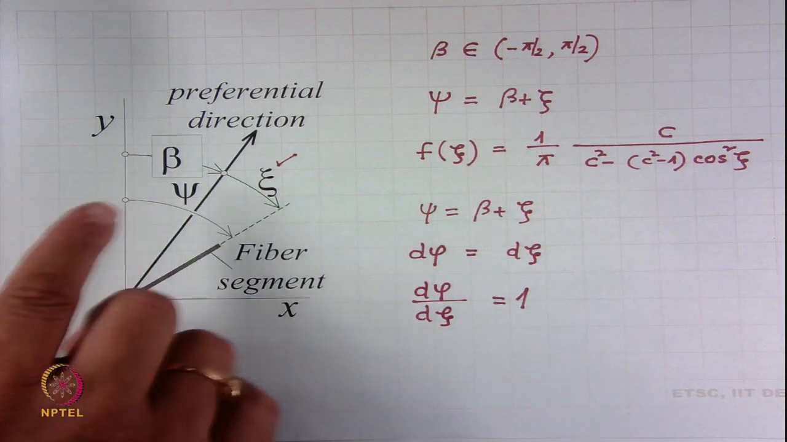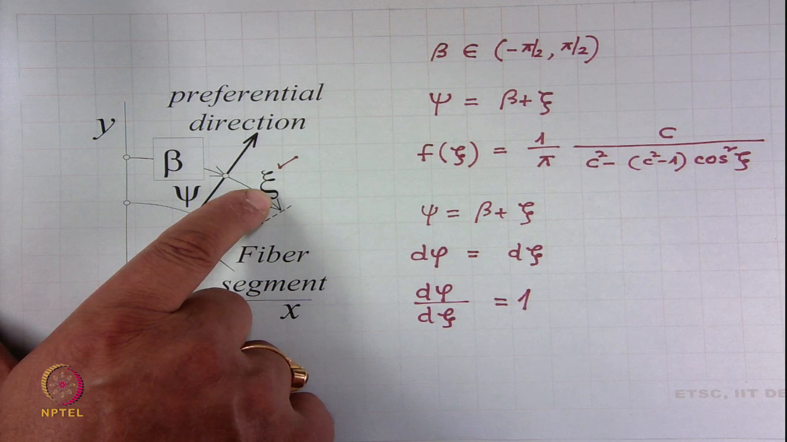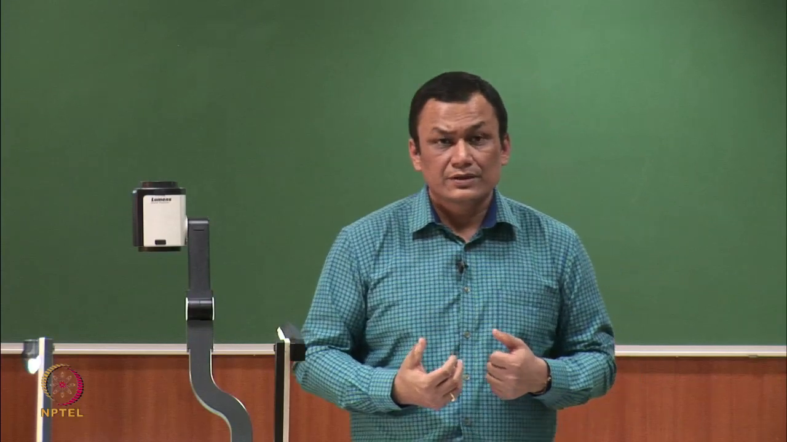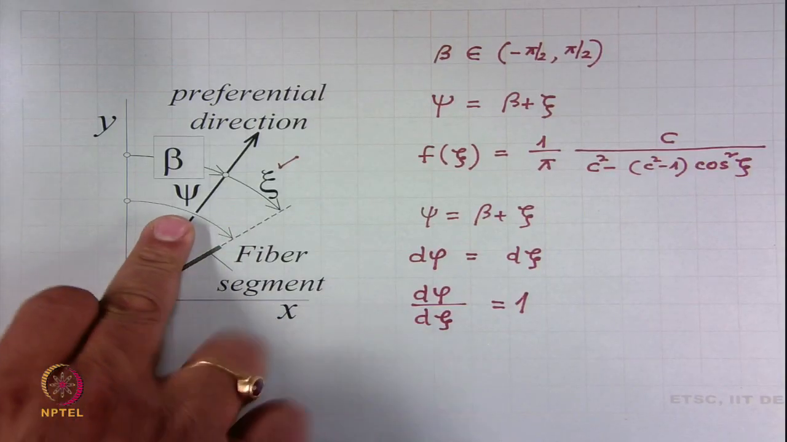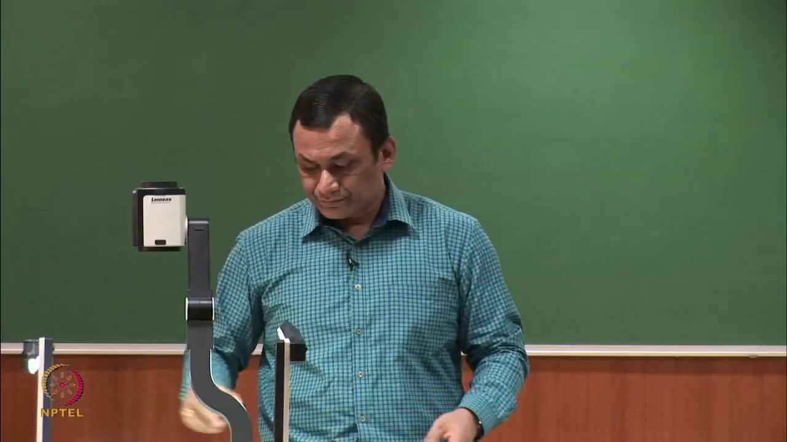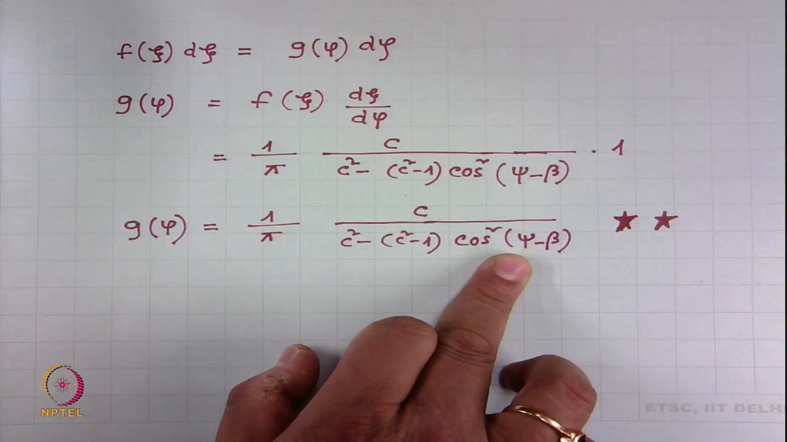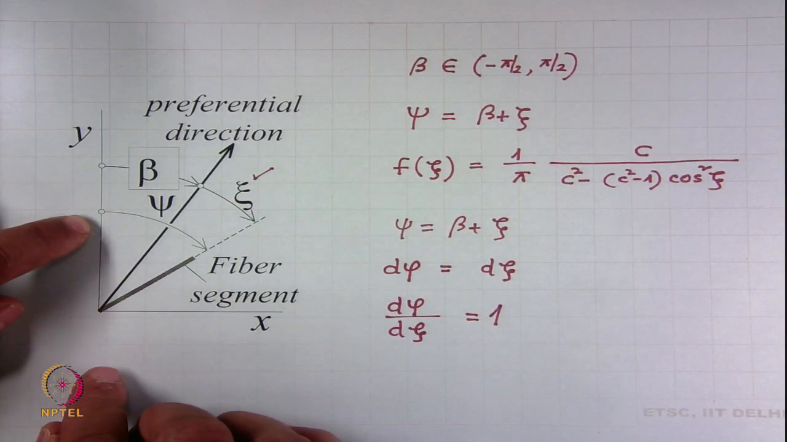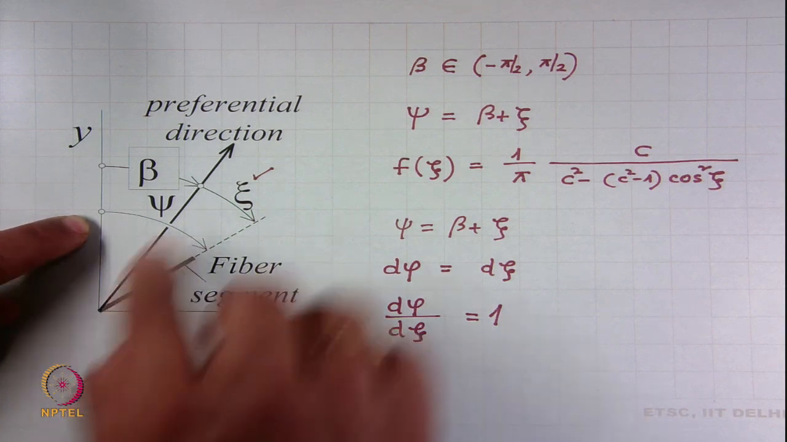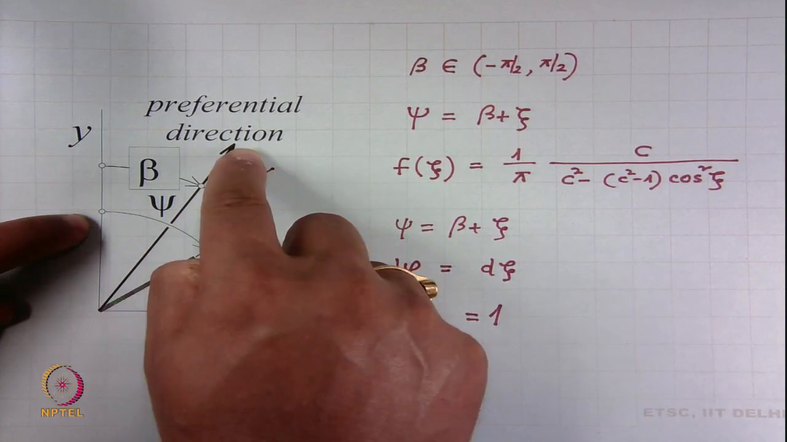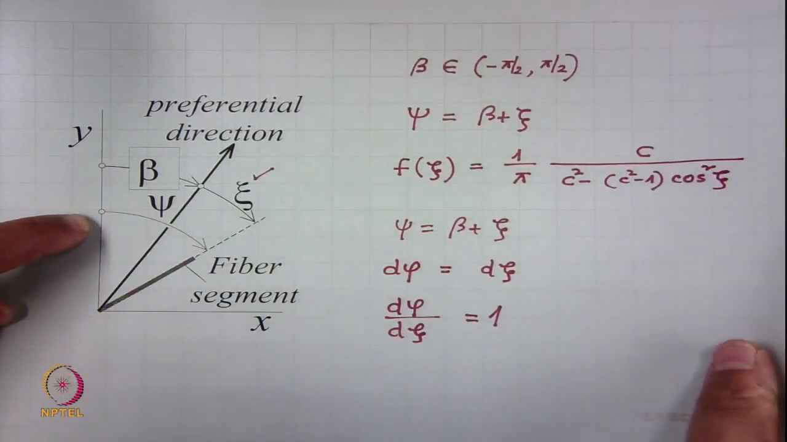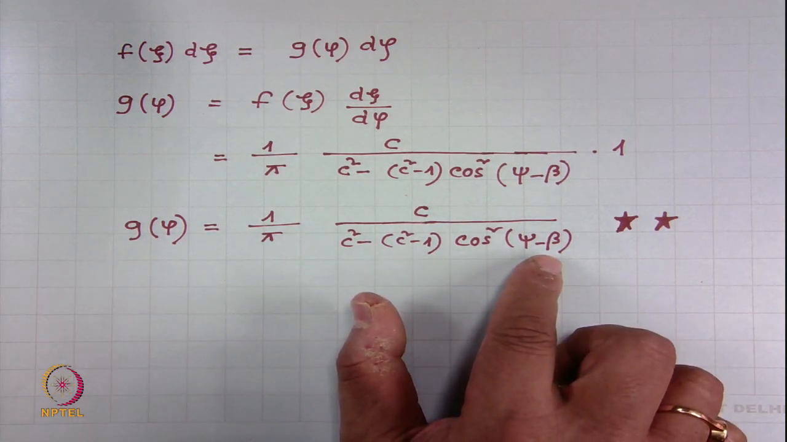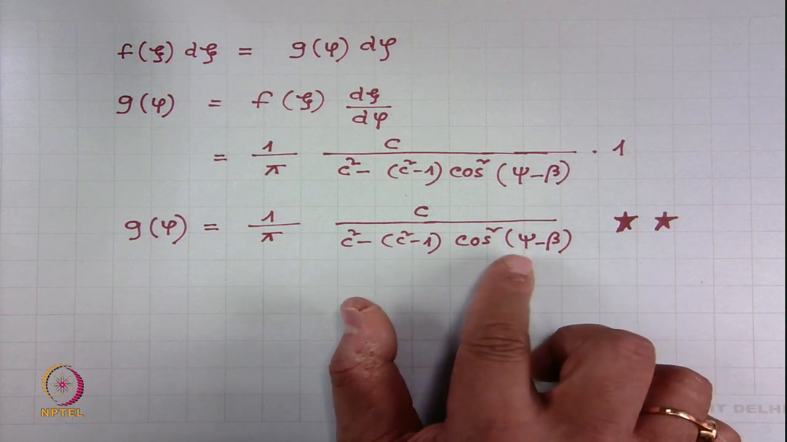So, we always get the value of psi, and we have no idea about this angle and this angle. So, ultimately we have to obtain the value of the function of psi. That is what we did. However, the y axis is not now the preferential direction. The preferential direction is this one, and this is situated at an angle beta. So, we must show this influence, that is why it is psi minus beta.